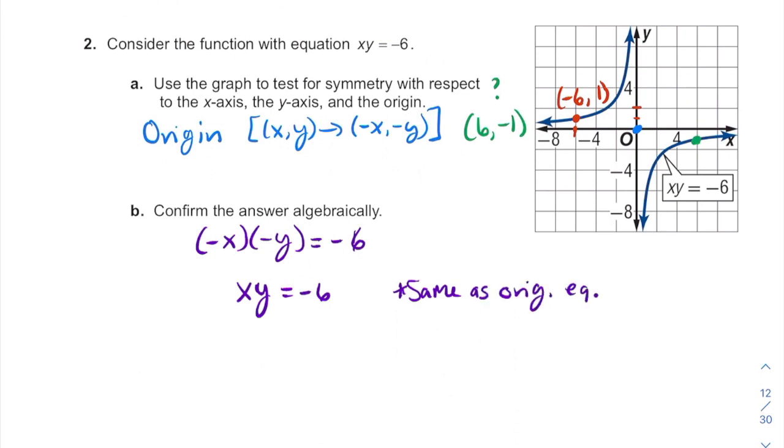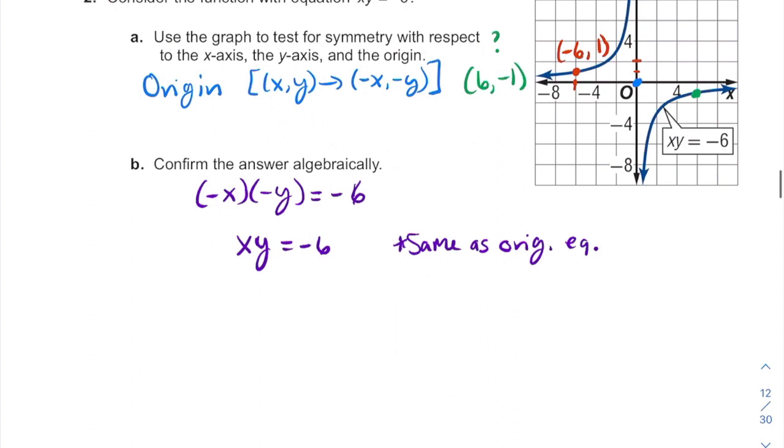So this is how we confirm. We have made all of our x's negative and we have made all of our y's negative, which is just that one x and that one y. And this is how we can confirm this and do our test for origin symmetry. So we are in fact confirmed symmetrical around the origin.